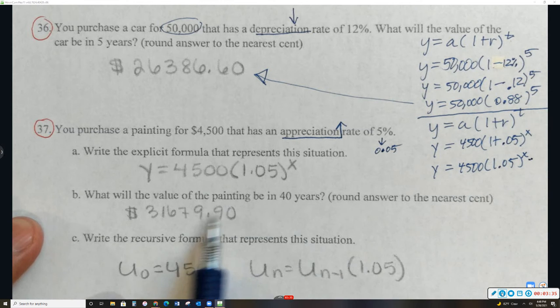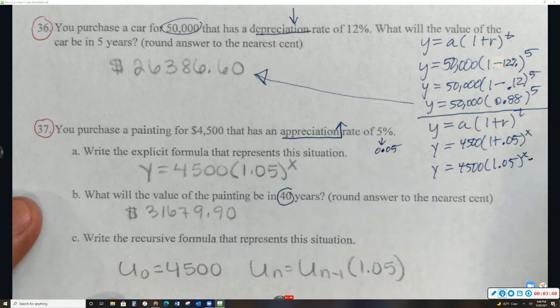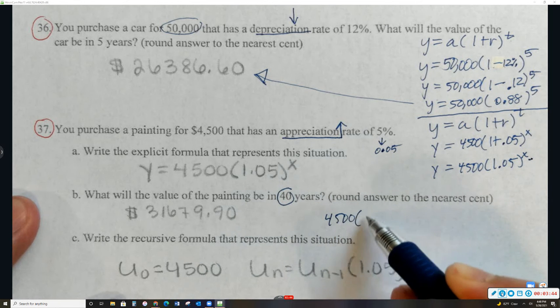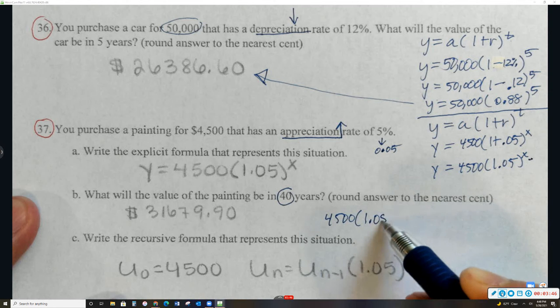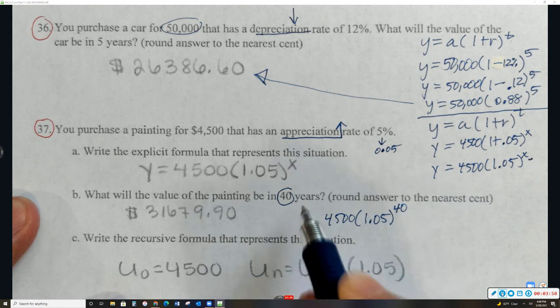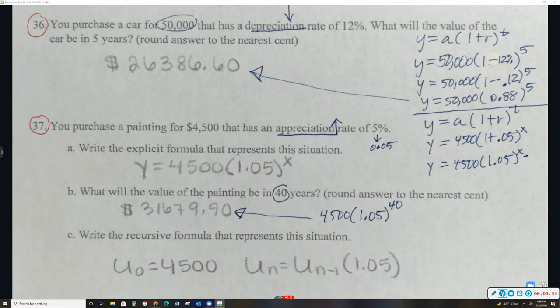Okay, and then to figure out this value, they want to know what's the value of the painting in 40 years. All you've got to do is plug 40 in here, and then if you type this in the calculator, I'm super positive that's what you're going to get.